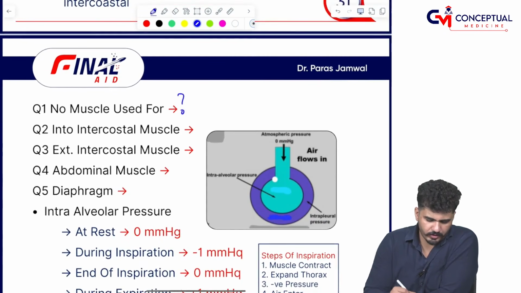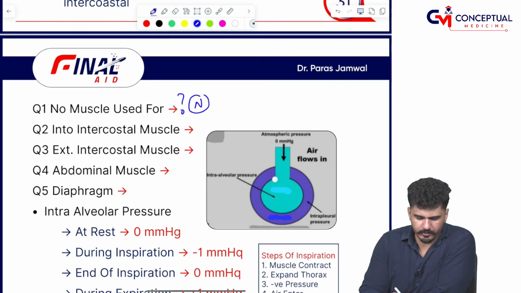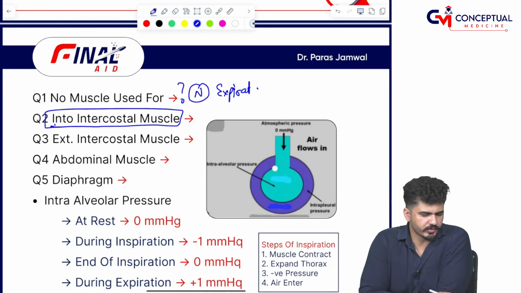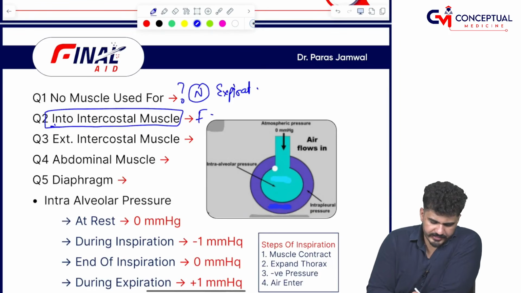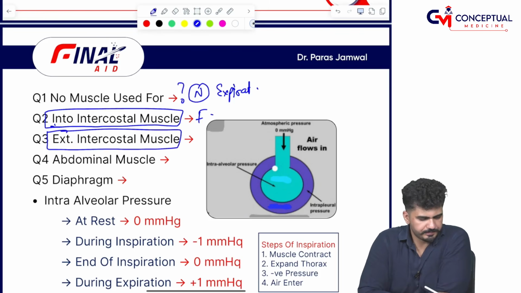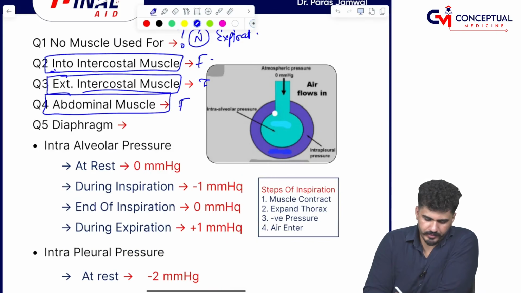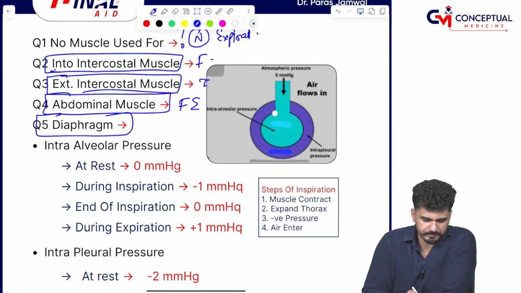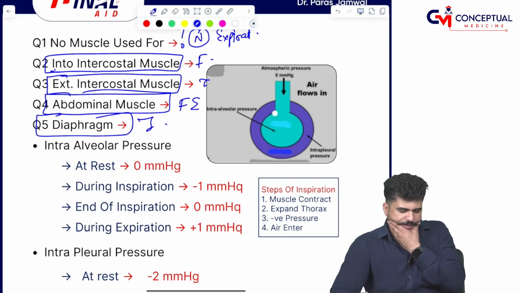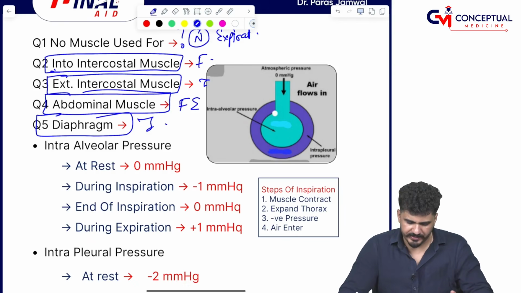No muscle is used for normal expiration. Now the second question: internal intercostal muscle is used for forceful expiration, external intercostal muscle is used for inspiration, abdominal muscle is used for forceful expiration, and diaphragm is used for inspiration. Very, very good. Now let's talk about the intra-alveolar pressure and pleural pressure.